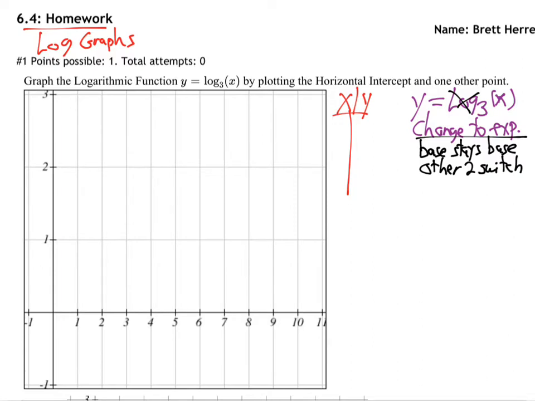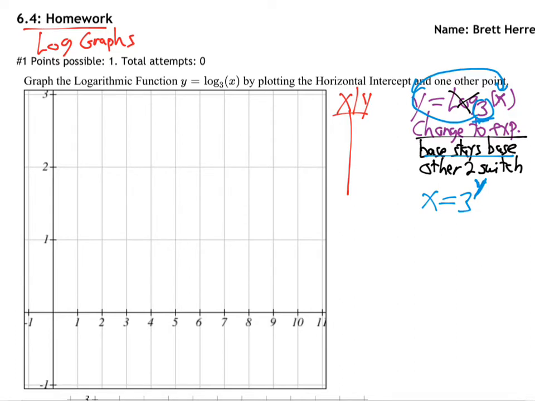Here's a nice physical way to see it. Basically, you start with that base, right? The base stays the base, and you swoop to the y and back over to the x, meaning 3 to the y equals x. That's the same thing. See how the base stayed the base, and the other two, the x and the y, see how they switch positions, and the y is up here now? And the x is over there. It's a nice physical way to see it.